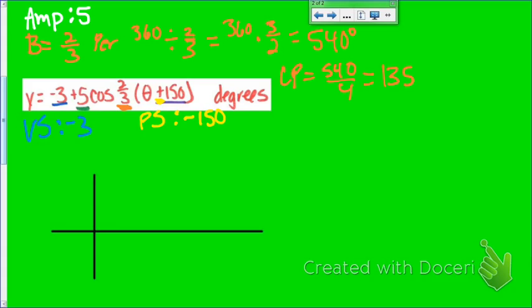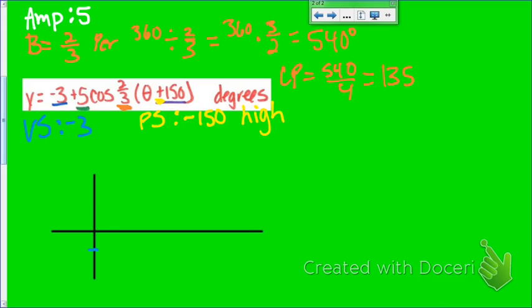So the first point I'm going to mark on my x-axis will be at negative 150, and because this is a cosine function, cosine starts at the highest point. So I'm going to have a high point at negative 150. To figure out what this graph's going to look like, I'm just going to mark up my x and y axis.